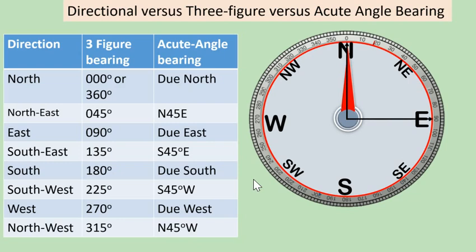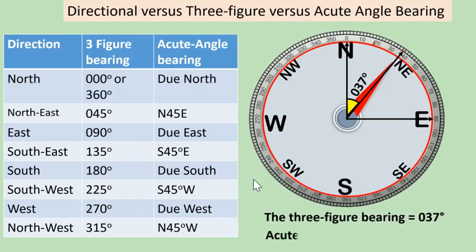Then we can see the pointer has moved. We can see the angle there. What is the angle? At what angle is that pointing? Just close to 40, but not exactly 40. That is 037 in 3-digit or three-figure format. The three-figure bearing is 037 degree. Acute angle bearing then should be north, 37 degree east.